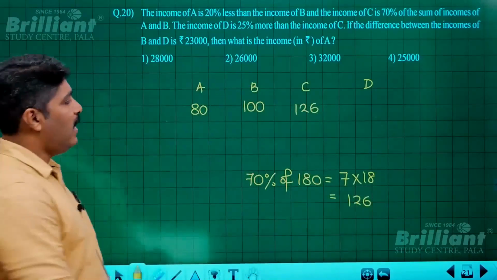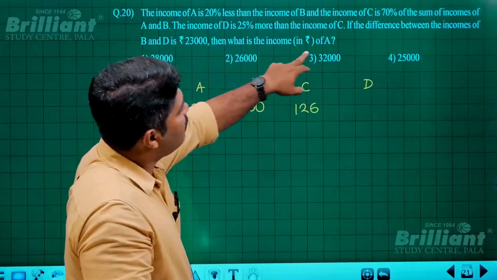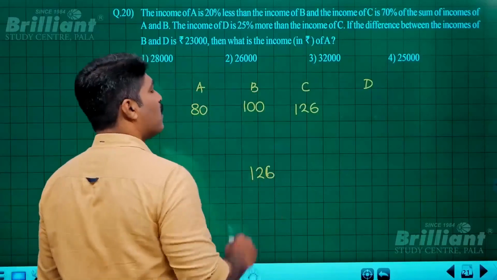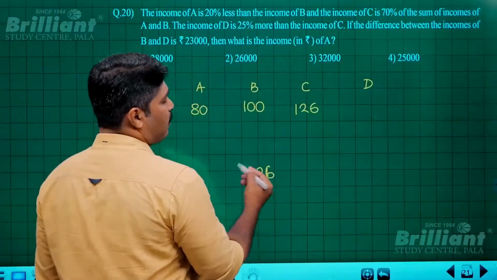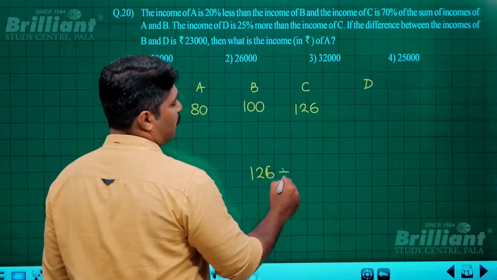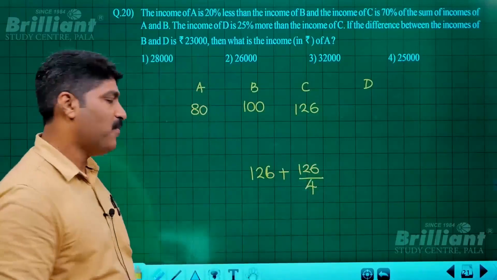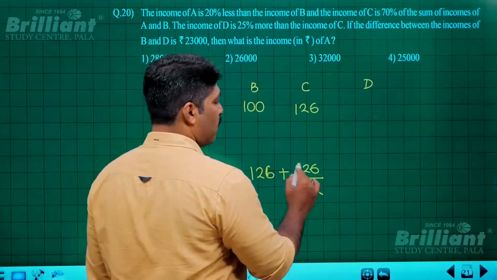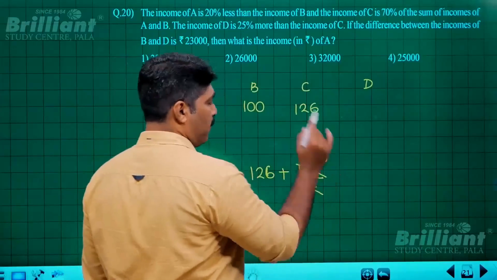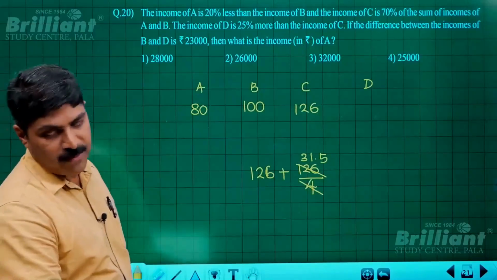Got it? So then, which will be the next step? What is the value of D here? D is 25% more than the income of C. So 126 is the income of C. It's 25%, that means 126 by 4, right? What is this value? 3 is there, so 12, 1.5. Got it? So that is 126 plus 31.5, which is equal to 157.5.